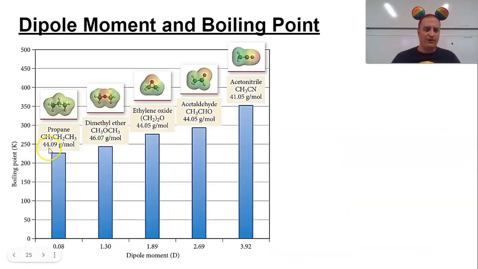Again, the example here is a great one I found online. I think it's actually from our book. So very similar in molar masses, within less than 10%. But we look at the polarity of each. Dipole moment is a calculation for quantifying polarity. And so we see that the higher the polarity, like acetonitrile, is going to be more than 100 degrees Kelvin higher than something like propane, which is a gas at room temperature.